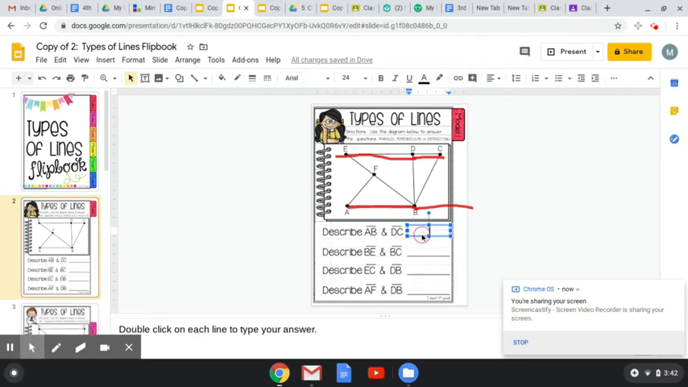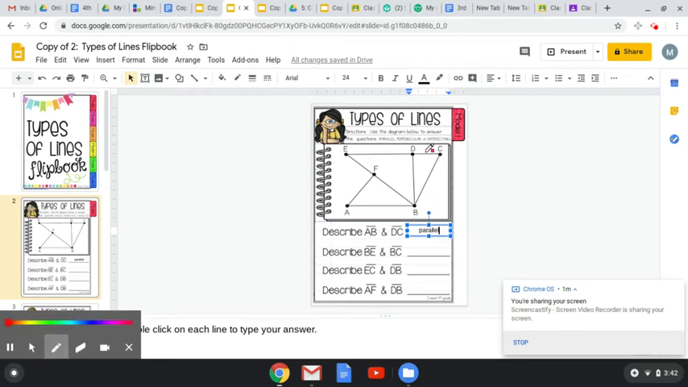Now, if you do not have a tool on your iPad or your laptop or whatever you're working on, you can use your finger to trace it, or you can print out these sheets so that you can actually write on them. The next lines we want to look at the relationship is the lines BE.